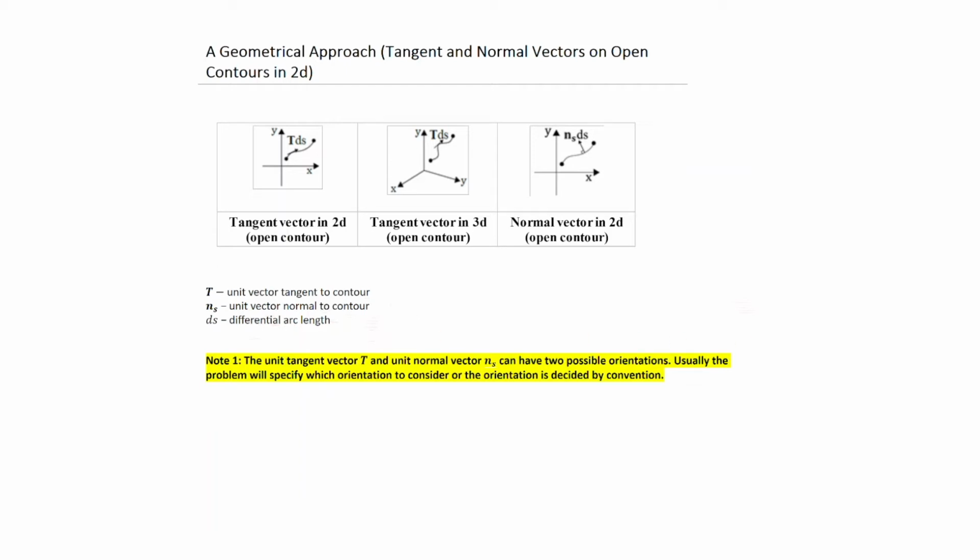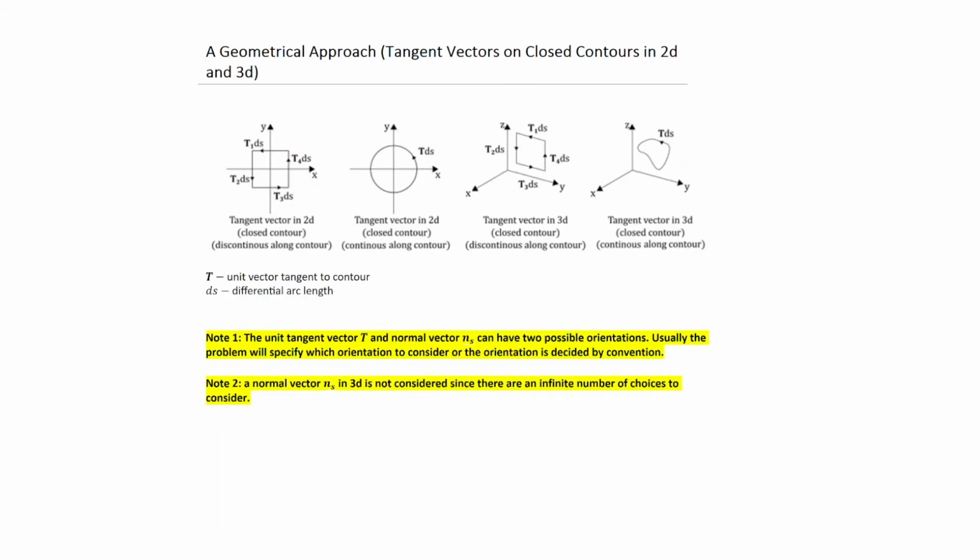Note, the unit tangent vector t and unit normal vector ns can have two possible orientations. For instance, the tangent vector can move from bottom to top, or from top to bottom. Similarly, the normal vector can point up or down. That produces an ambiguity, but usually the problem will specify which orientation to consider, or the orientation is decided by convention. So let's carry on.